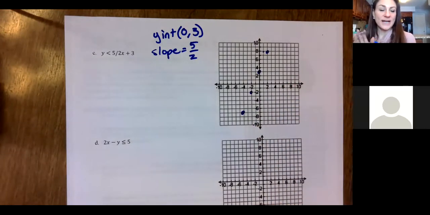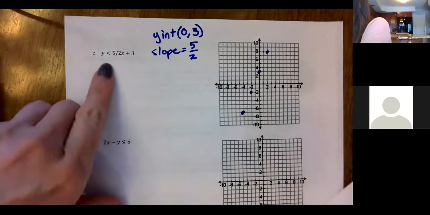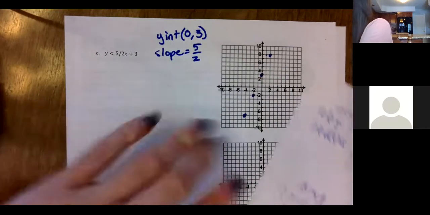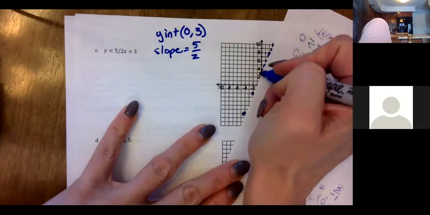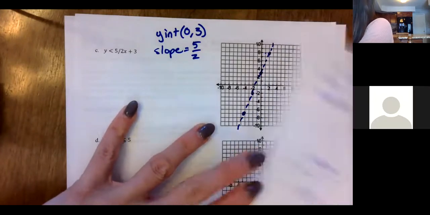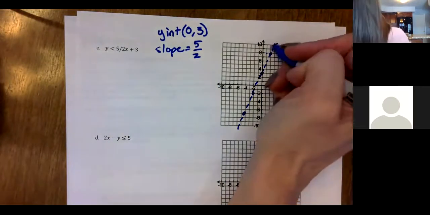Okay, once we have our boundary line, the points plotted, we want to ask ourselves, should it be a solid or a dashed line? Right, good. It's going to be dotted or dashed because it's not equal to the line. It has to be less than the line. Okay, so I'm going to make a dashed line.